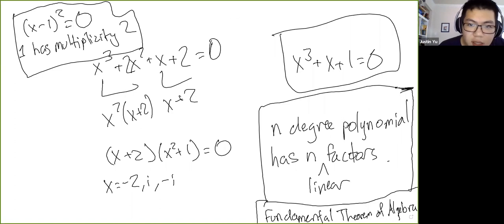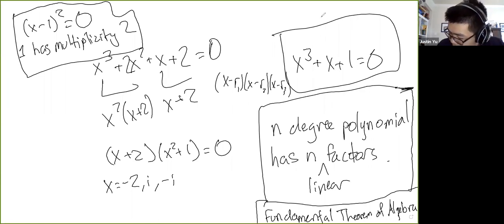So this means that we can always factor this polynomial, no matter how we do it, as x minus the first root times x minus the second root times x minus the third root. By the way, did anybody manage to figure this out? I thought not.